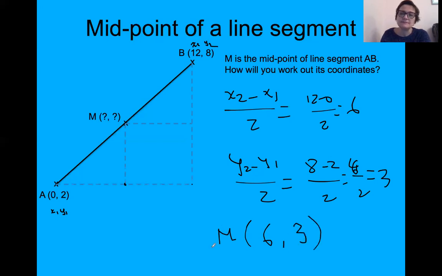So 12 take away 0 is 12, divided by 2 is 6, that's x. For y, 8 take away 2 is 6, and divided by 2 is 3. So x is 6 and y is 3, so M is (6, 3), right? So this is how I do it. Remember, take this point away from this point, divided by 2: x2 take away x1 divided by 2, y2 take away y1 divided by 2, right?